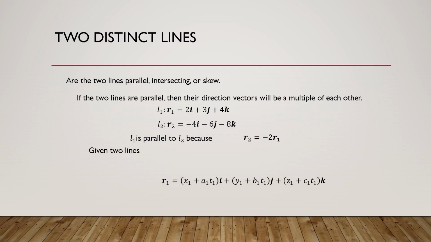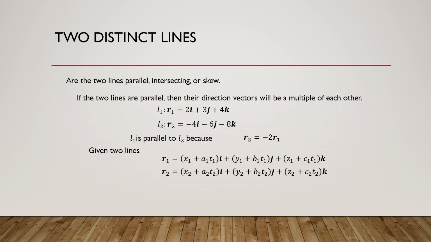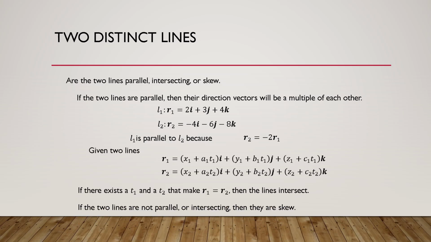Given two lines described by the vectors r sub 1 and r sub 2, if there exists a t sub 1 and a t sub 2 that make r sub 1 equal to r sub 2, then the lines intersect. If two lines are not parallel or intersecting, then they are skew.